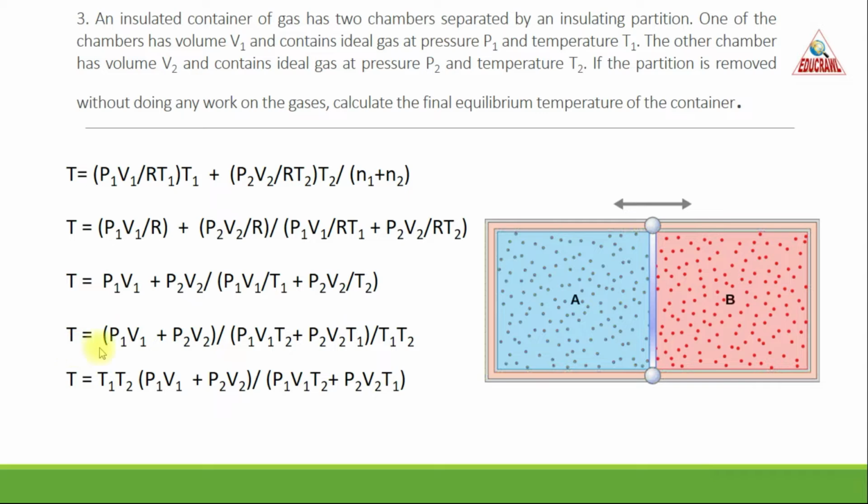Now T becomes T is equal to P1 V1 plus P2 V2 the whole divided by P1 V1 T2 plus P2 V2 T1 the whole divided by T1 T2. Now the denominator is T1 T2. So denominator will go to the numerator. Hence the equation becomes T1 T2 into P1 V1 plus P2 V2 the whole divided by P1 V1 T2 plus P2 V2 T1. This is the final expression for temperature.